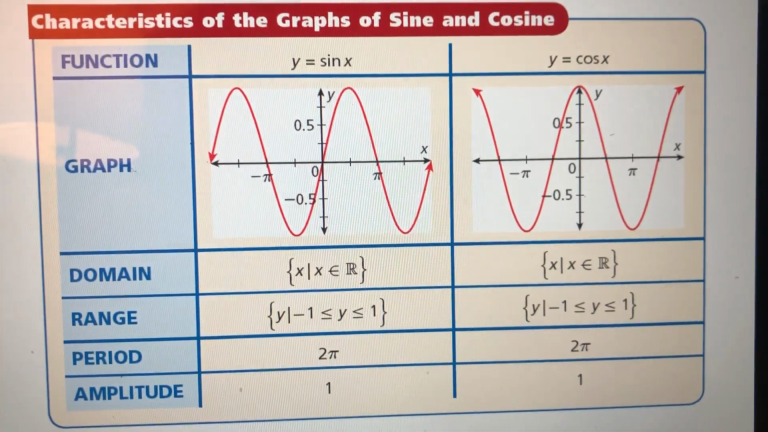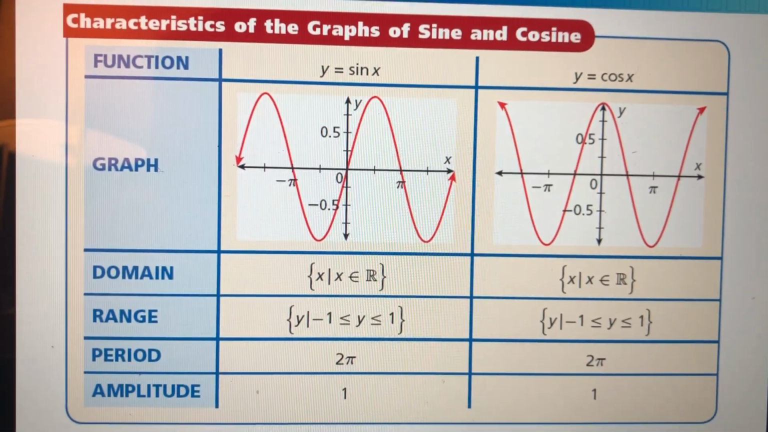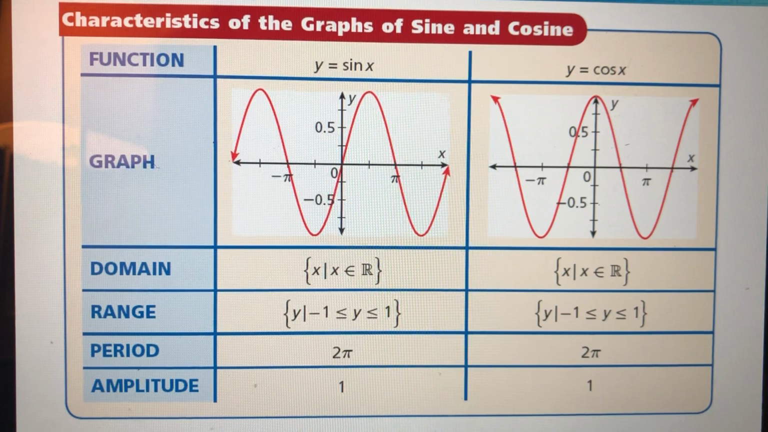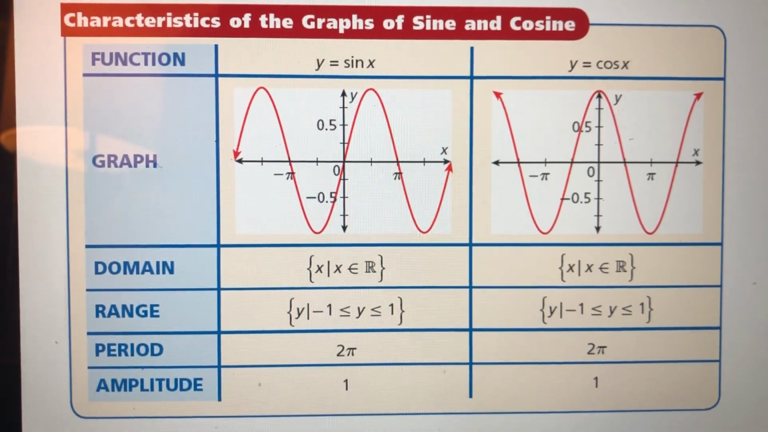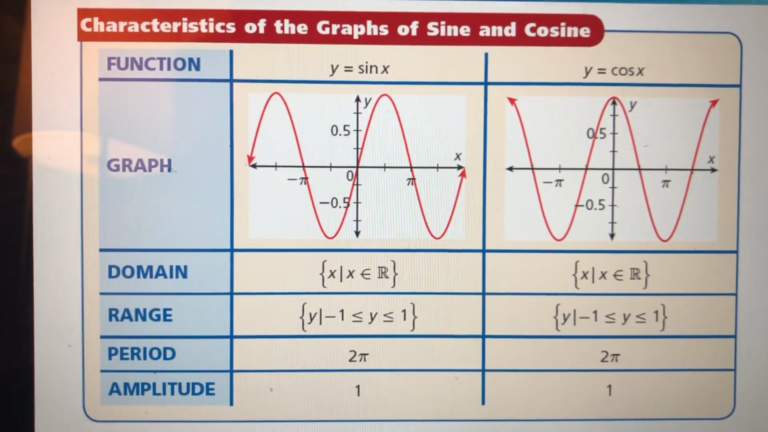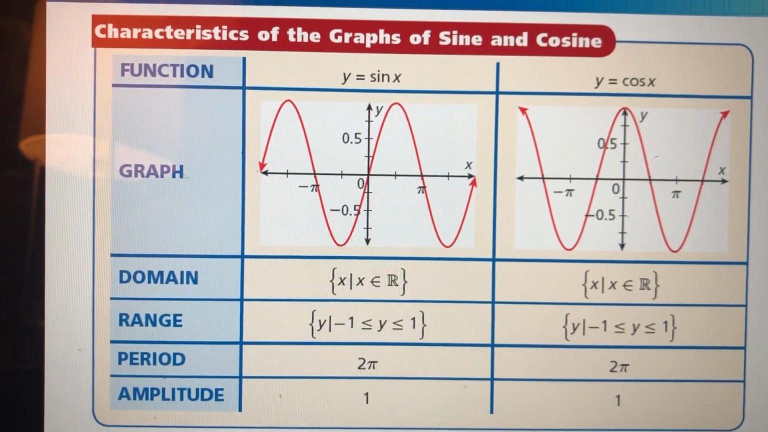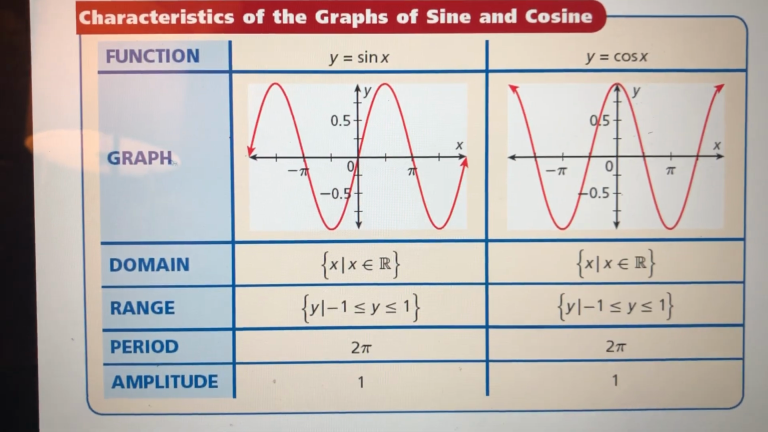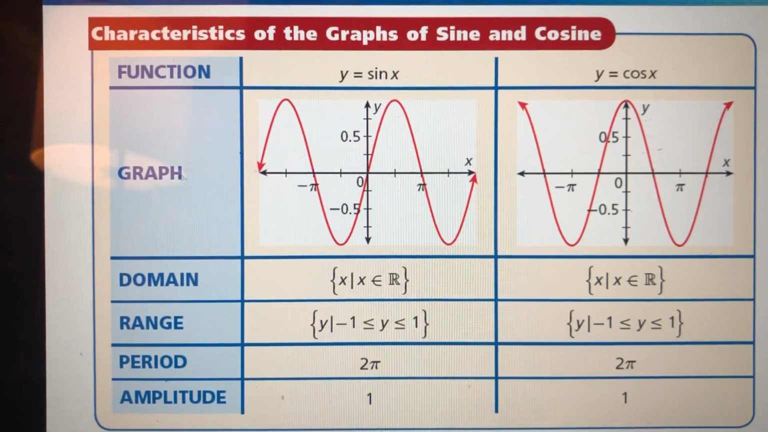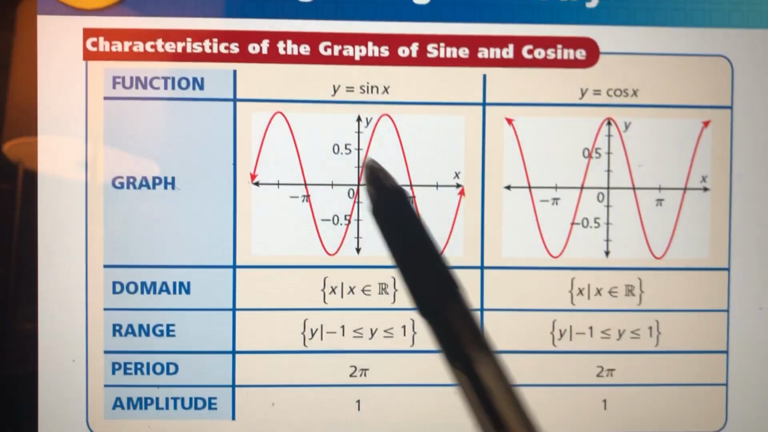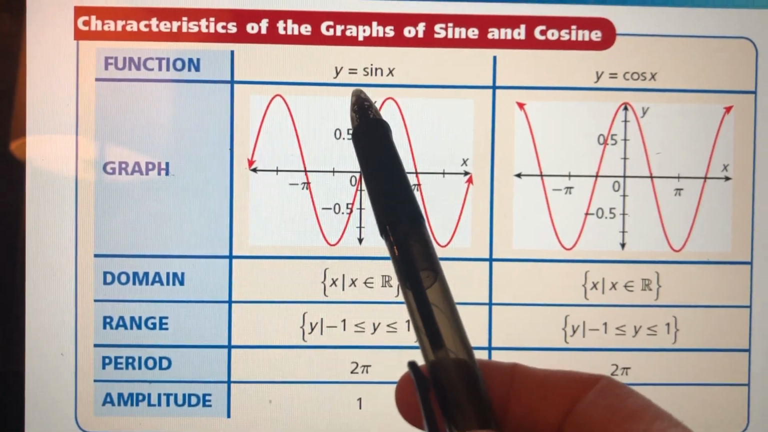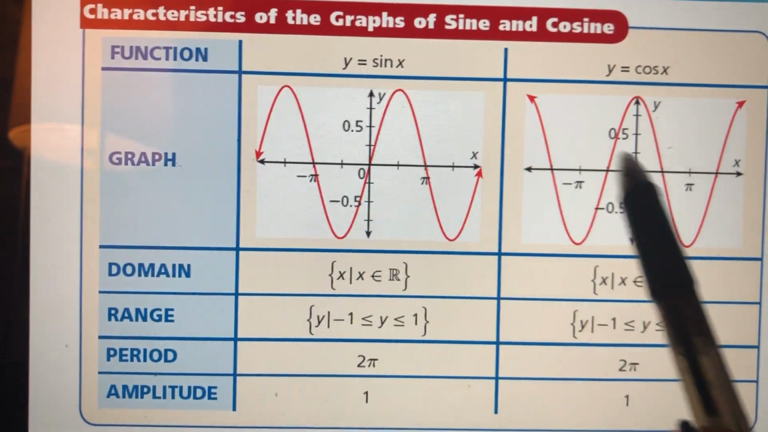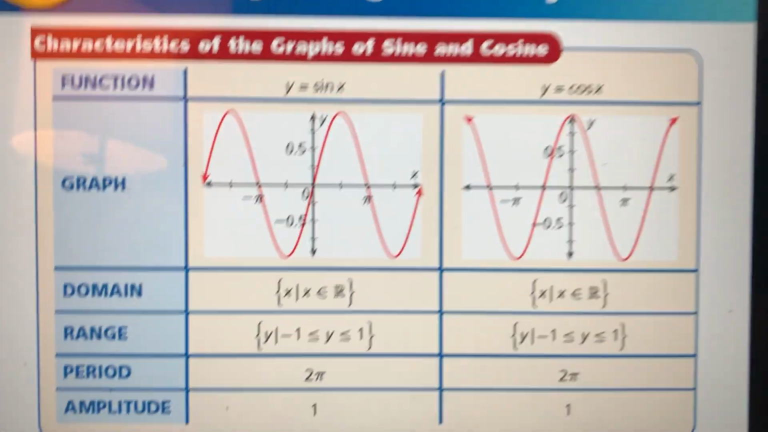Guys, so today we're going to be talking about the characteristics of the graphs of sine and cosine, and we're going to be doing mostly amplitude and some transformations, and I'm going to get briefly into period, but we'll talk more about that tomorrow. So these are your parent functions for sine and cosine, okay?